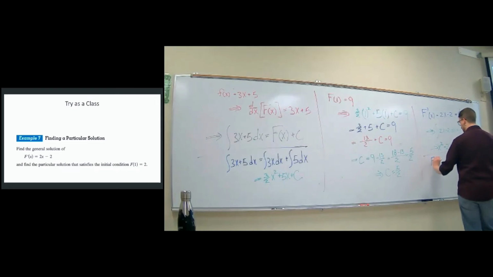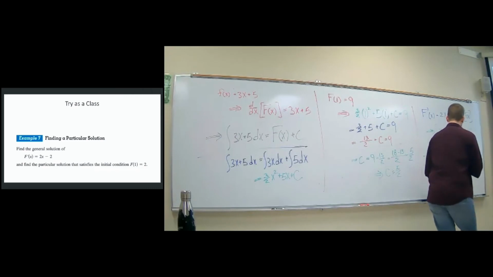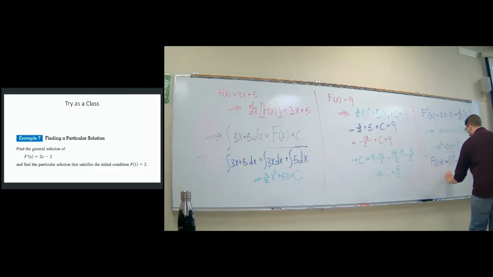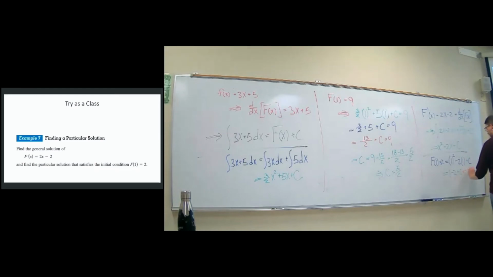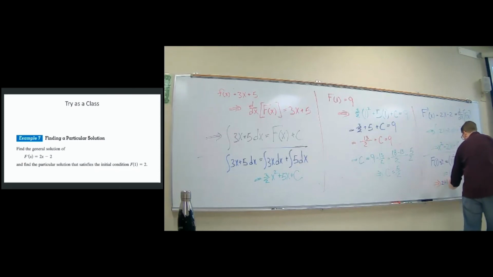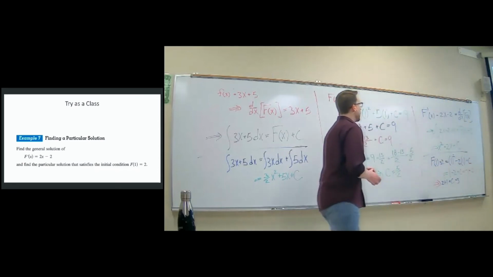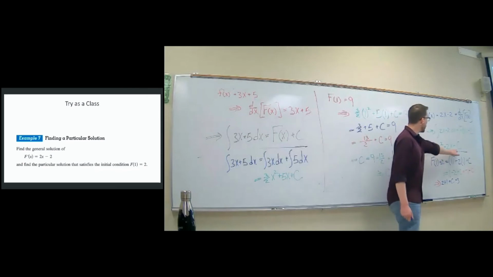So f at 1 equal to 2 tells us that 1 squared minus 2 times 1 plus c is equal to 2. Working all of this out, we have 1 minus 2 plus a constant, of this is negative 1 plus a constant, which is going to tell us then that 2 plus 1 is equal to c, or just 3. So now we can go back to our solution for our function and plug in 3 for c.